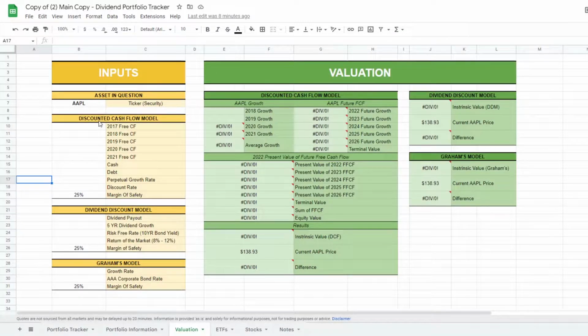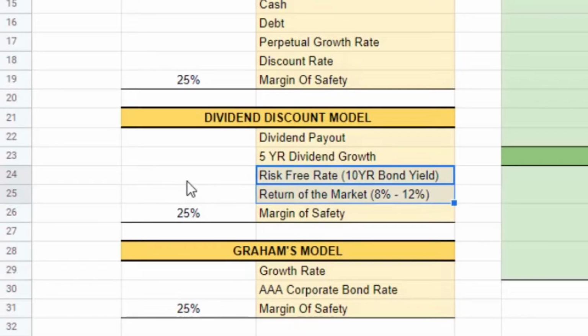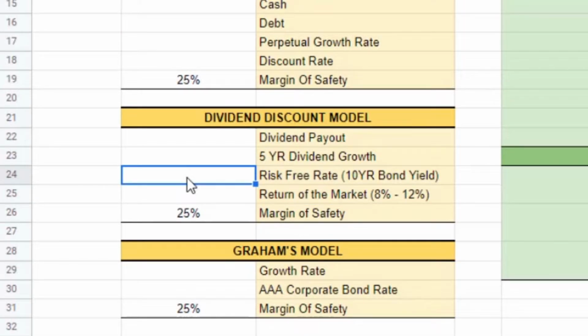So first up, let's take a look at the dividend discount model, and then we will jump over to Graham's model and then finish up with the discounted cash flow model. For the dividend discount model, we have to figure out their most recent dividend payout, their 5-year dividend growth, the risk-free rate, which is the 10-year bond yield, and then the return of the market. This is going to calculate our capital asset pricing, or CAPM, to be able to determine our rate for our dividend discount model.